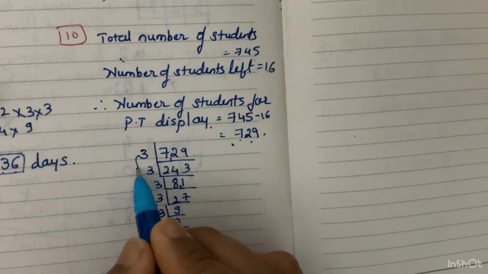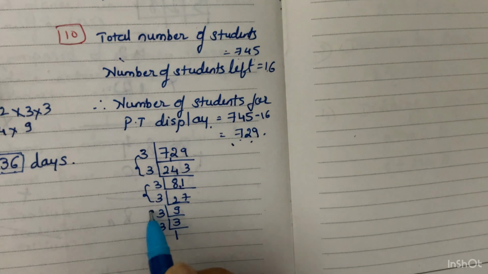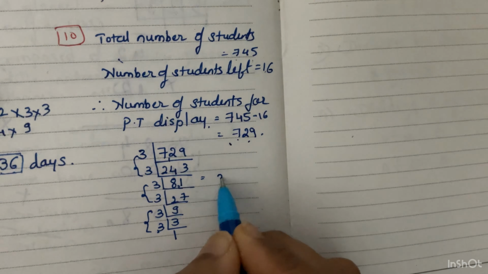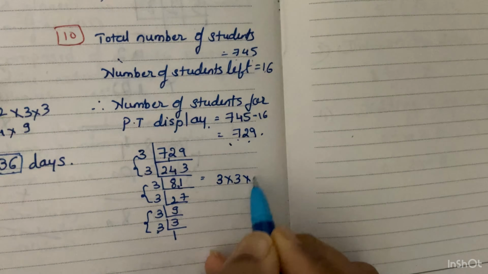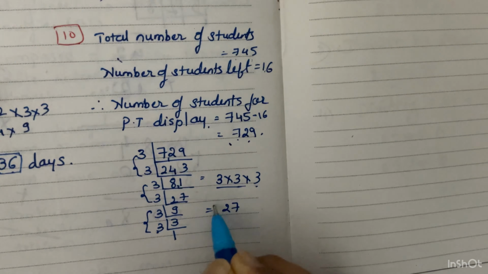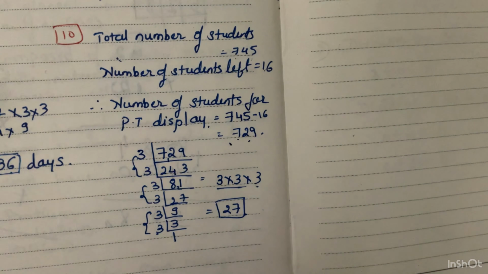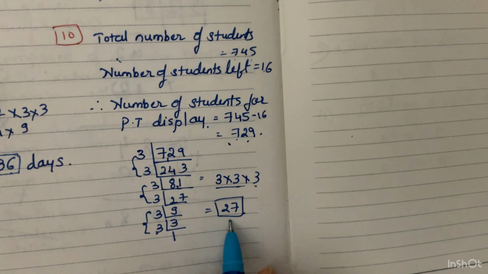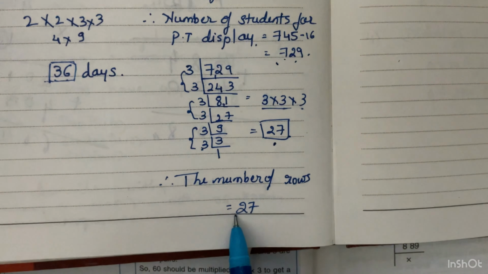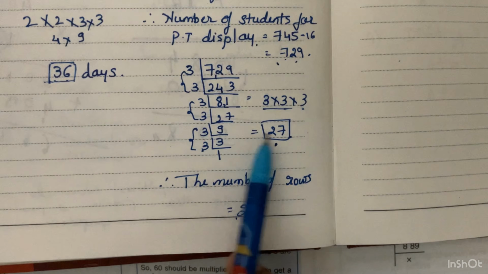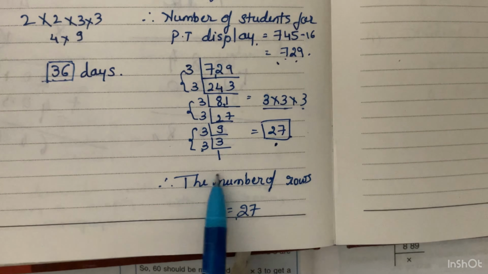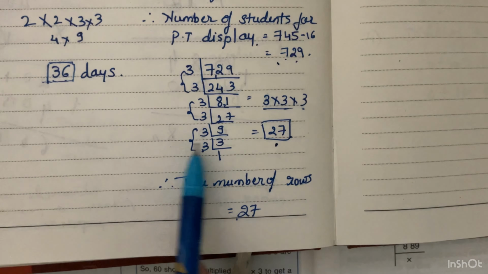Now let us check whether the prime numbers we got are in pairs or not. Yes, we found. From each pair we will take one number, like 3 into 3 into 3. 3 3s are 9, 9 3s are 27. It means the total number of rows is 27. Therefore the number of rows is 27. Okay, if there are 27 rows, then the columns are also 27 columns. So finally you will get the square shape.